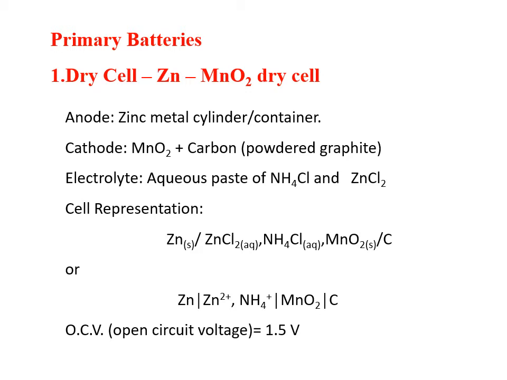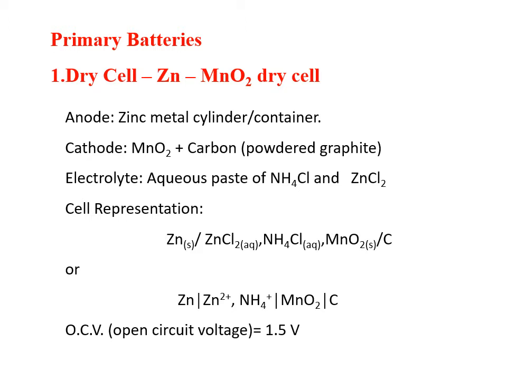In this video I am going to discuss the dry cell or zinc MnO2 battery, which is an example of a primary battery, and the lead acid battery and nickel cadmium battery, which are examples of secondary batteries. So the dry cell or zinc MnO2 battery is an example of a primary battery.